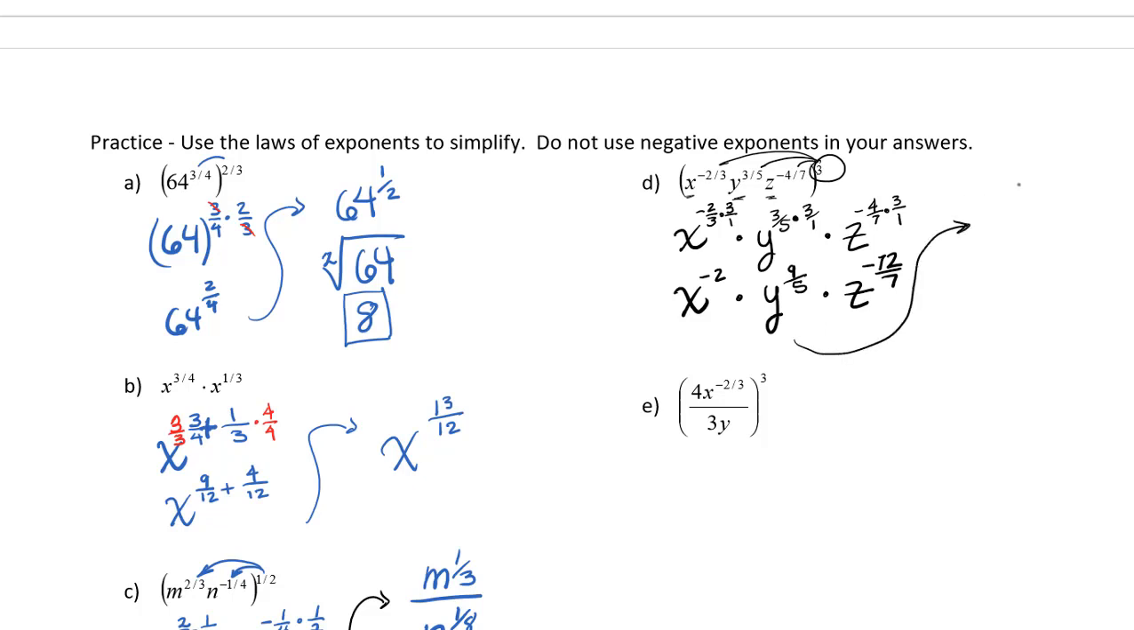So I'm going to rewrite this with any exponents that are negative in the denominator. So y to the 9/5 is positive, so that will stay in the numerator. x to the negative 2 becomes x to the positive 2 in the denominator. And z to the negative 12/7 becomes z to the positive 12/7 in the denominator.